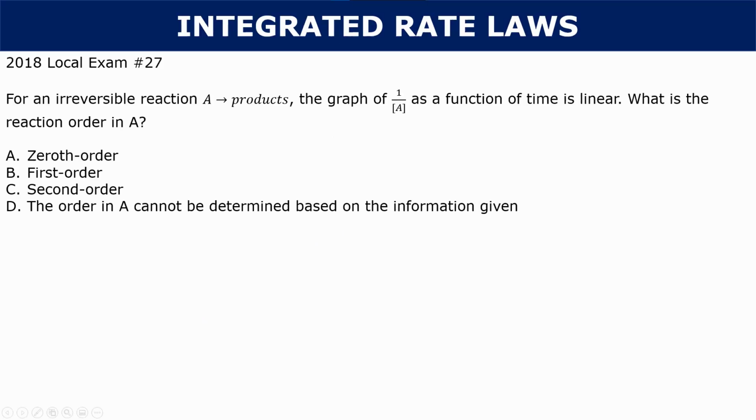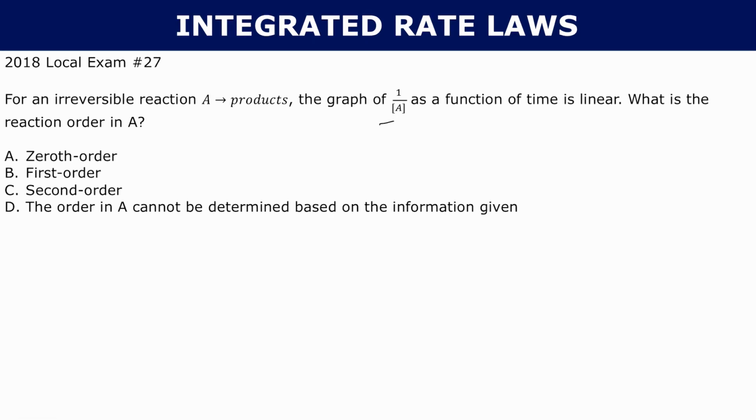Let's do one example just to solidify everything. For an irreversible reaction A to products, the graph of the reciprocal of your concentration of A as a function of time is linear. What is the reaction order in A? The fact that the graph of your reciprocal with respect to time is linear is indicative that you're dealing with a second order reaction. So this is second order. If you actually looked at the graph, it would be a positive slope.